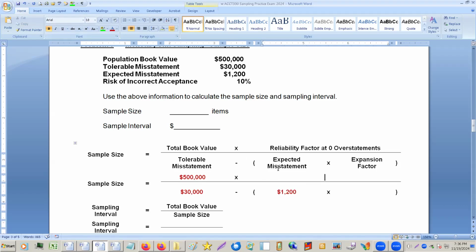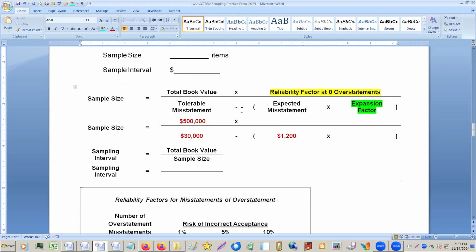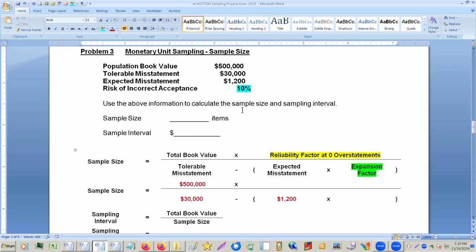And now we need to go grab some factors. We need the reliability factor at 0, and we need the expansion factor. And we also need to know what the risk is, the risk of incorrect acceptance. So this would be that you accept whatever it is that they have, that you make the mistake of believing what they gave you, just because your sample doesn't represent the population as a whole.